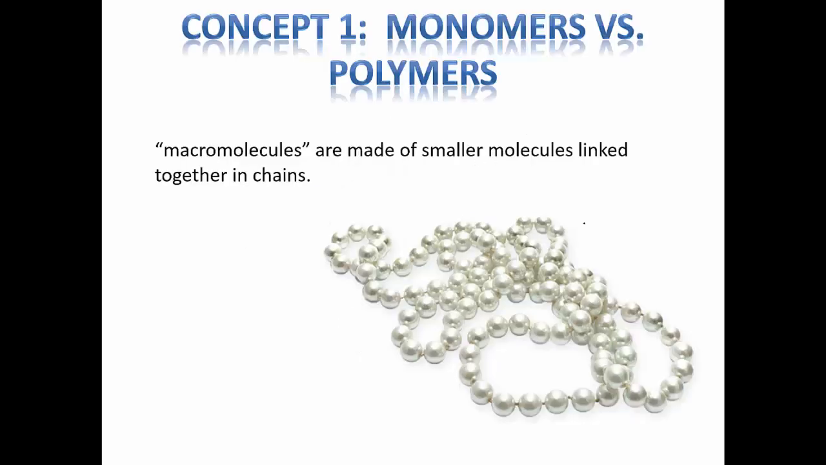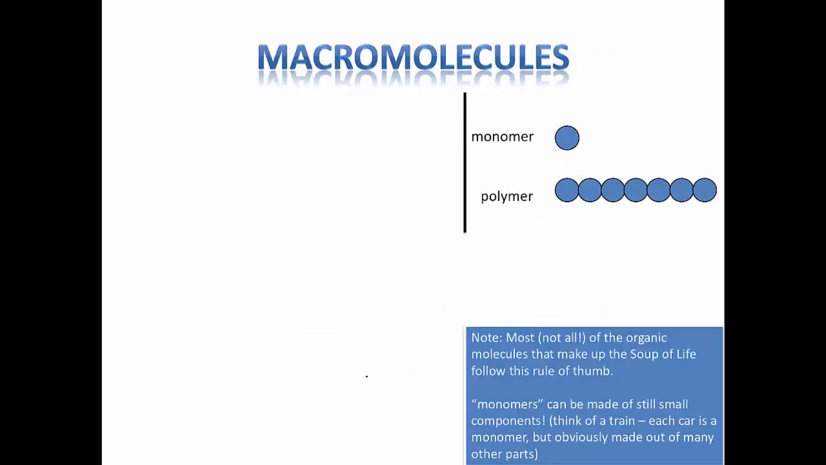Okay, so here's the big concept behind all the organic molecules we're going to talk about. A macromolecule, a big molecule, is made of smaller molecules that are linked together in chains, similar to a pearl necklace, beads on a string. So each one of these individual pearls you would call a monomer. These are just generic words, okay? They're going to be used in sugars and proteins, etc. And the group of them is called a polymer. So a polymer is a string or a chain of monomers. And most, not all, most organic molecules that make up the soup of life follow this rule of thumb. The one that doesn't, we'll talk about soon, are lipids.